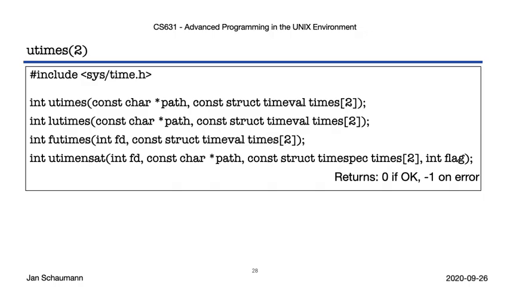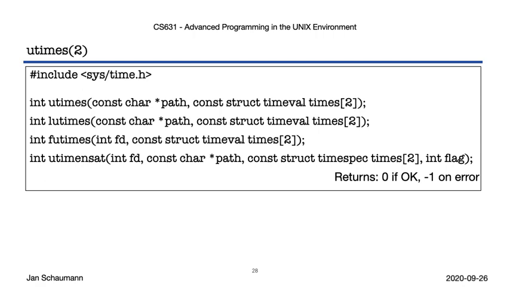Okay, so having seen the touch command in action, we then might ask just how it manages to perform the actions, and the answer is provided by the utimes family of functions. As with other calls we've seen before, we get the familiar variations: lutimes to operate on the symlink, futimes to operate on a file descriptor, and a utimensat variation.